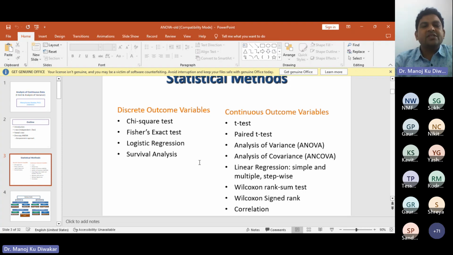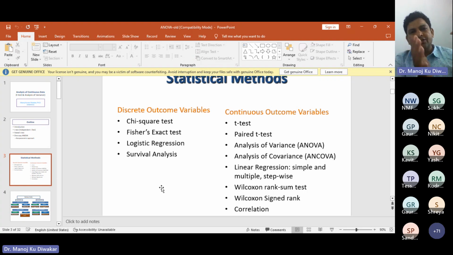So let's talk about the discrete outcome variable. This is your chi-square test. The chi-square test is a non-parametric method which is widely used for discrete outcome variables. It can be used for nominal, ordinal, or discrete data, and after that you can go for the Fisher exact test, logistic regression, and survival analysis. So you can go for these with your discrete outcome variable. Let's say my outcome is whether my patient died or is alive. This kind of judgment can be done with survival analysis.